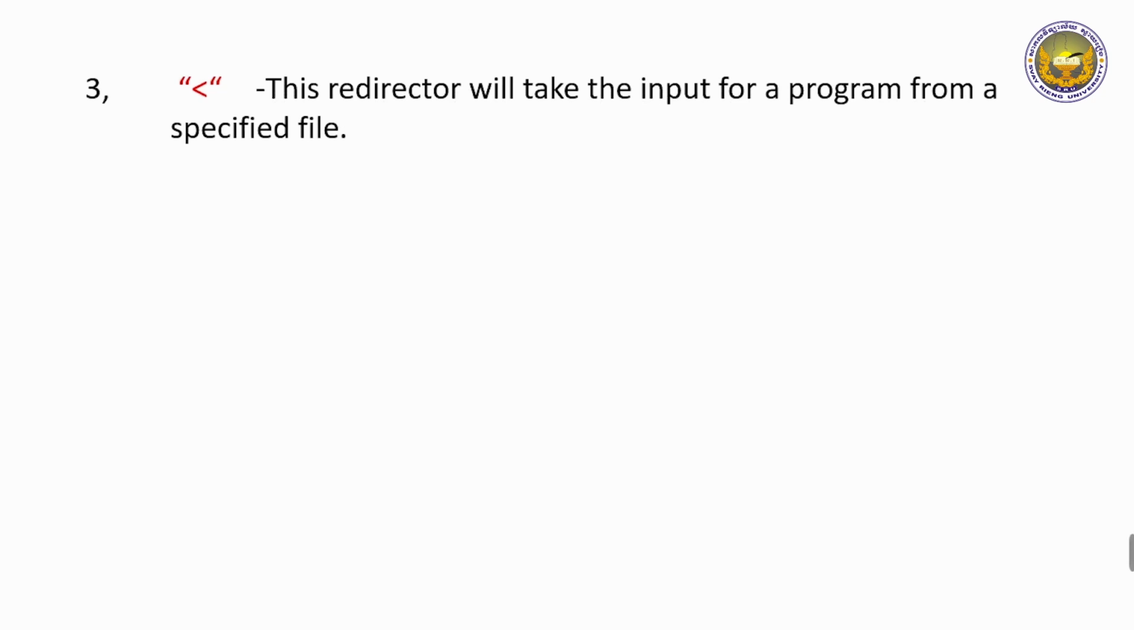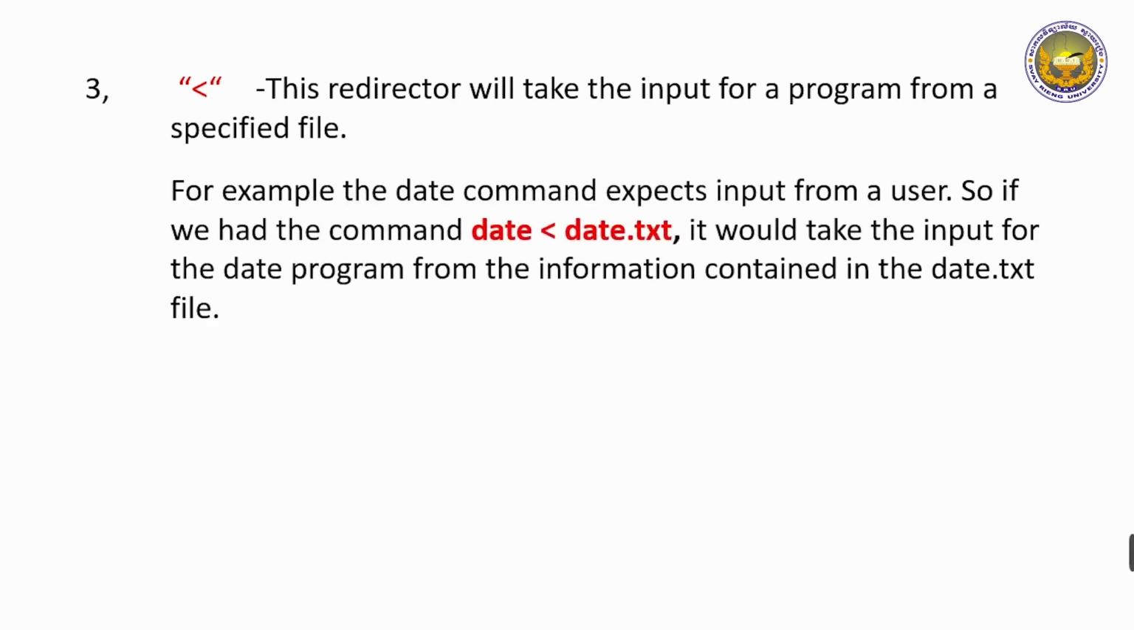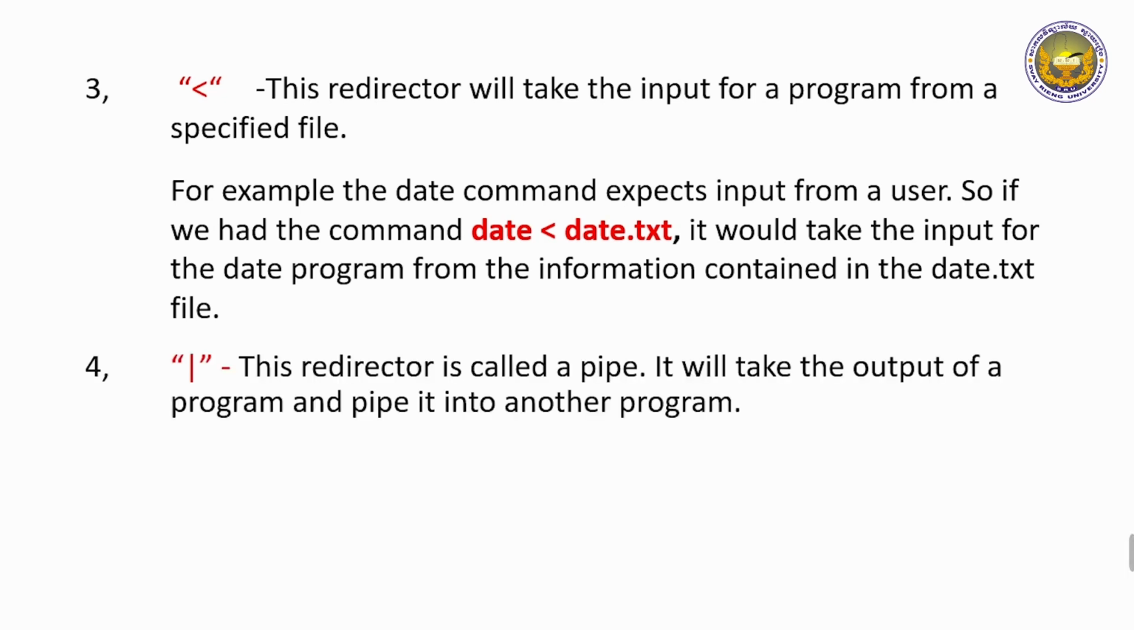The next redirector will take the input for a program from a specified file. For example, take a command that asks for input from a user. So if we have the command, then the redirector, and then write that.txt, it would take the input for that program from the information contained in the that.txt file. The last redirector is called pipe. This will take the output of a program and pipe it into another program.